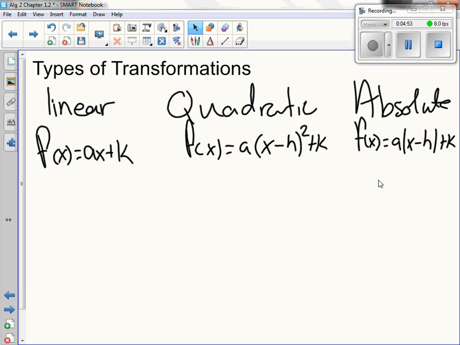Now these are what we call the general equations, the standard equations. The different values that we have for a, h, and k will tell us how the function is going to change. The domain for all three of these is still going to be all real numbers. It's always going to be all real numbers. We can plug any value we want into it.